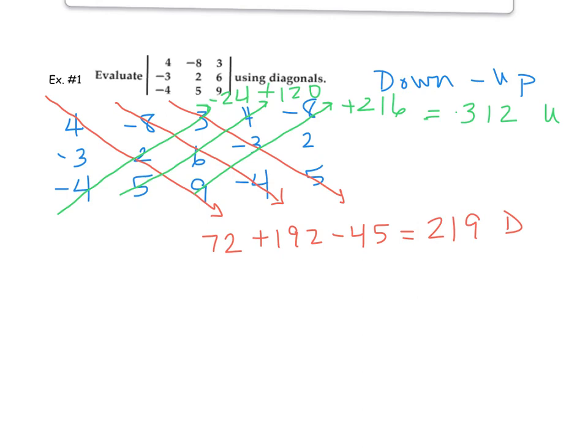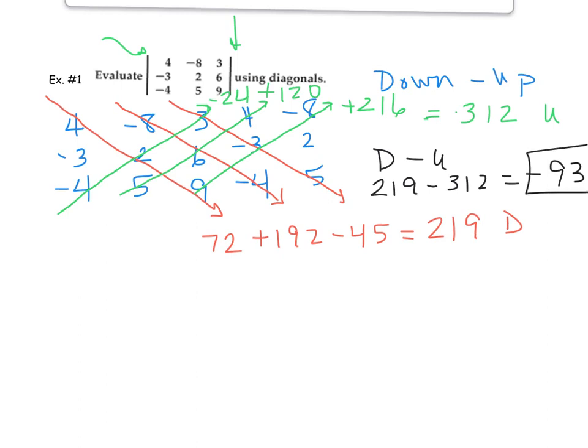Okay, so for the determinant, and I didn't really explain what the determinant is. The determinant is represented by these straight up and down bars, and again, it's a numeric answer that we're going to use to solve the system. So we're going to take the downs minus the ups. So that would be 219 minus 312, which gives me a negative 93, and that is the determinant of this particular 3 by 3.